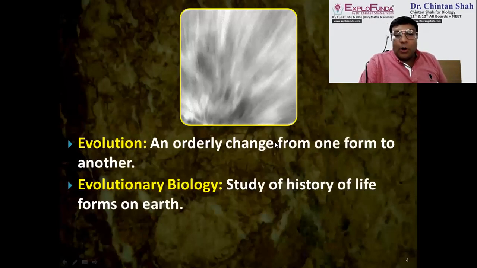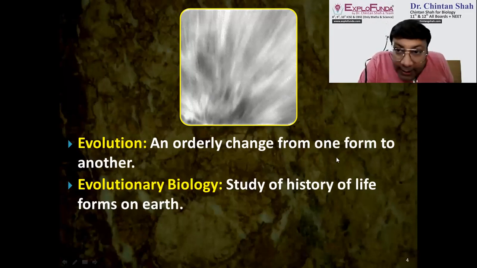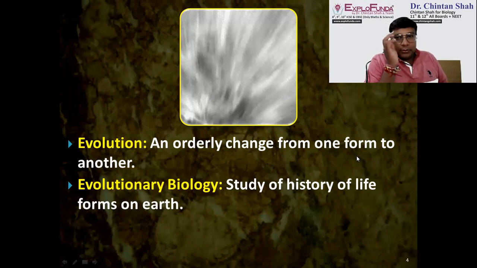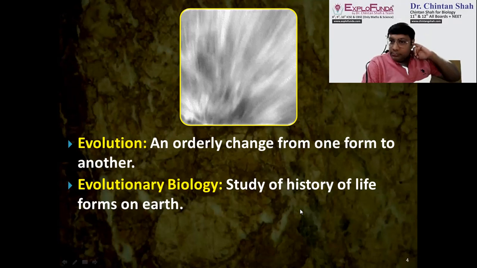So what is evolution? Evolution is an orderly change, the gradual changes from one form to another form. Evolutionary biology is the study of the history of life forms on the earth. Can you tell me any other word we can use for evolutionary studies from your 11th grade, if you know about it? Anyone?